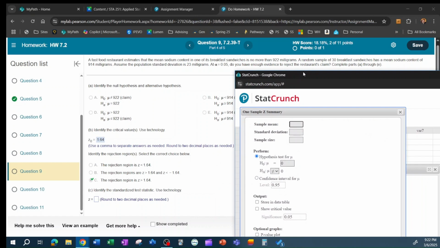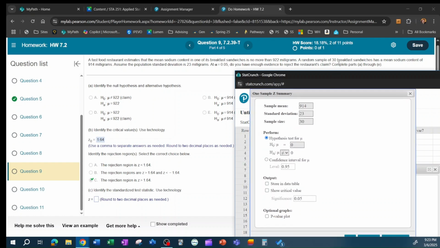The sample size is 30. Put that in here, 30. Breakfast has a mean sodium content of 914. Now, where's that going? That is the mean of the sample, so that's the sample mean, 914. All right. Assume the population standard deviation is 23. That's right here.